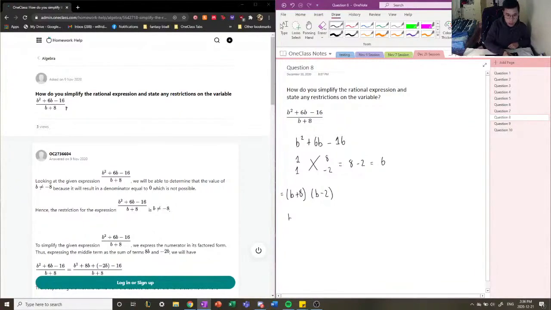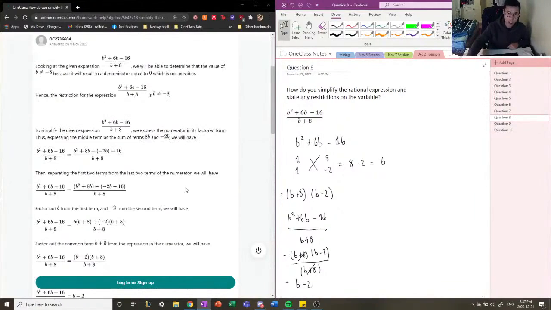So if we were to have b squared plus 6b minus 16 and b plus 8, we can alternatively write this as b plus 8 times b minus 2, divided by b plus 8. So now we can see here that we can cancel out these factors, b plus 8 on the numerator and b plus 8 on the denominator. So we get b minus 2 as our simplified rational expression.